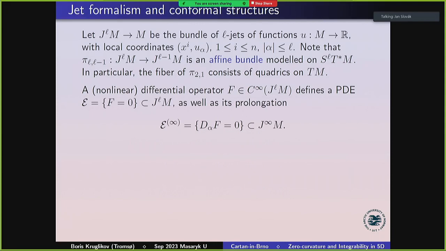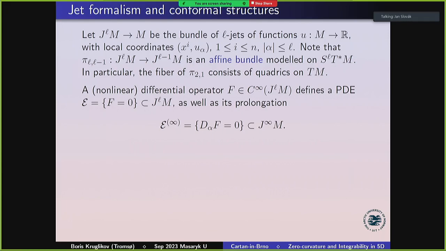Okay, so I have to do a brief discussion of jet formalism because I will need it. I consider a manifold M and the space of jets of functions on it. I don't want to describe what they are, I'll just introduce coordinates. Coordinates on M will be x, and coordinates on jet spaces will be x and u_alpha, where alpha is a multi-index, and you may think of those as derivatives, but of course they are derivatives only when you choose some sections.